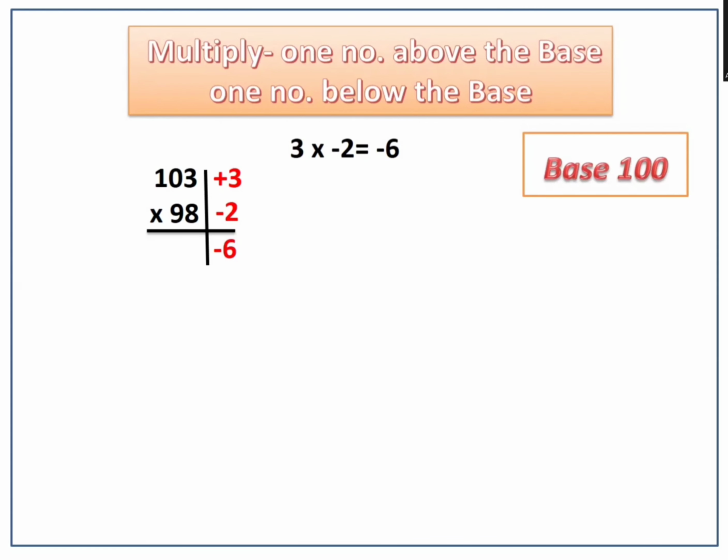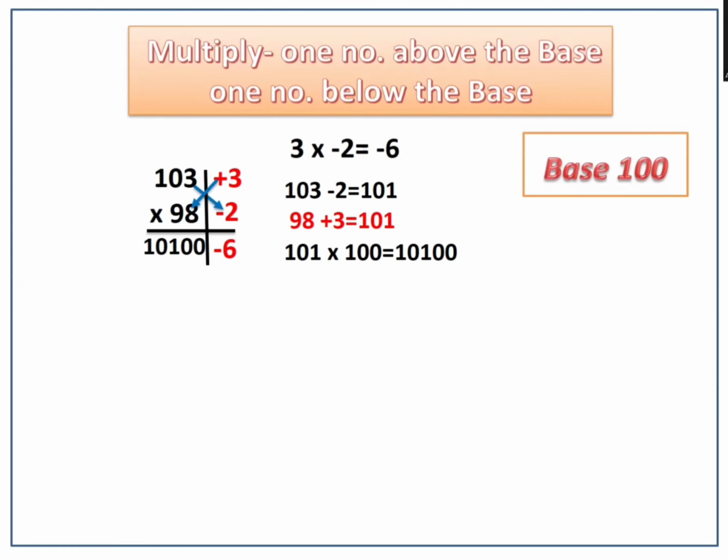And then we will do cross subtraction or cross addition. 103 minus 2, or 98 plus 3, and we will get 101. And next we have to multiply by the base number, 101 times 100, and this is 10,100. And we subtract the right side number minus 6 from the left side number, and we will get here 9,994, and this is the final answer.